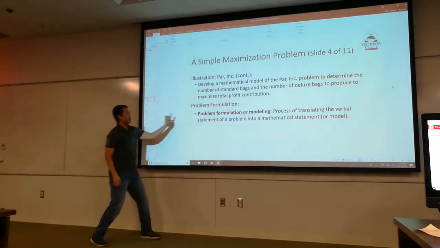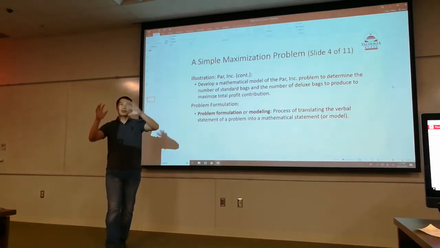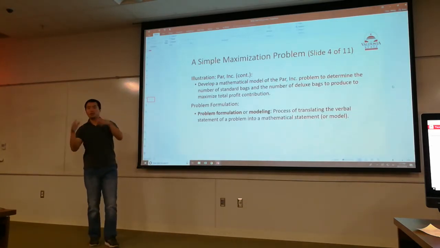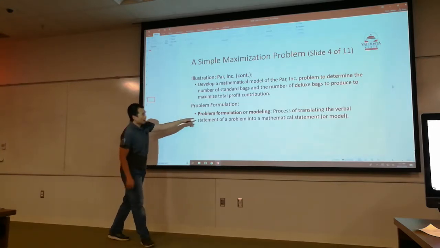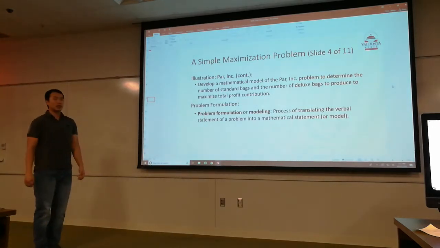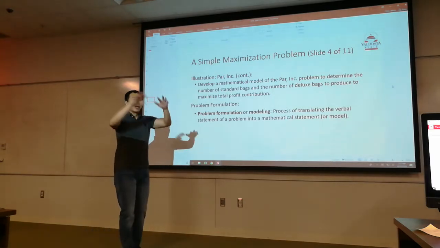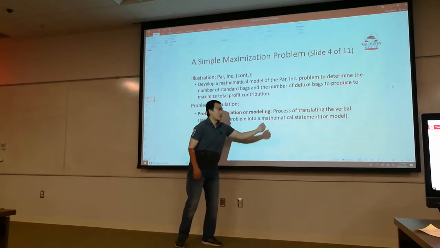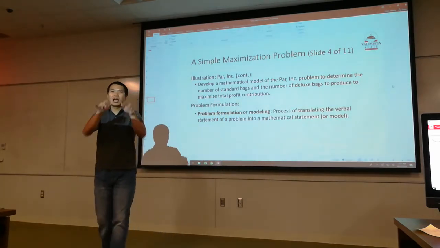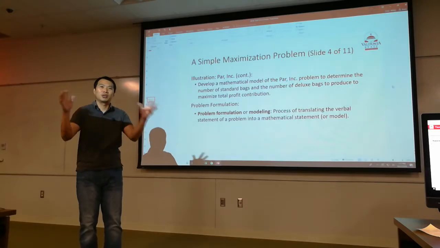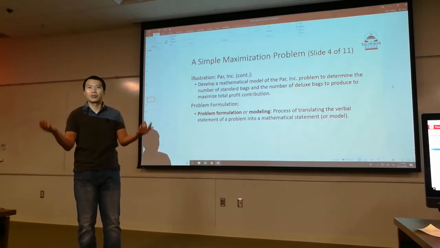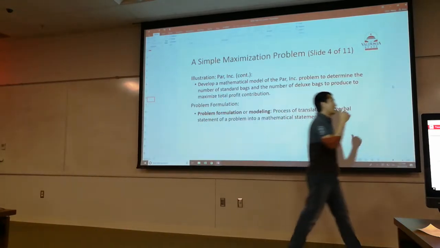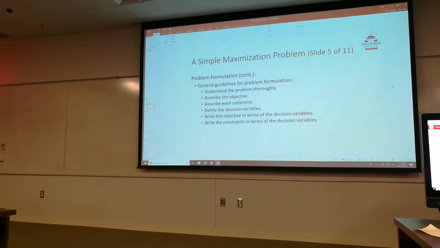we want to formulate the problem. We want to put the problem in a model so that we can solve the model and optimize or maximize our profit. So problem formulation or modeling, that's a process of translating the description that we just did into a mathematical statement. So you cannot type in English into the Excel file and hope that Excel can understand your language and solve the problem. That's not possible. So we have to translate the English to mathematical formulation.